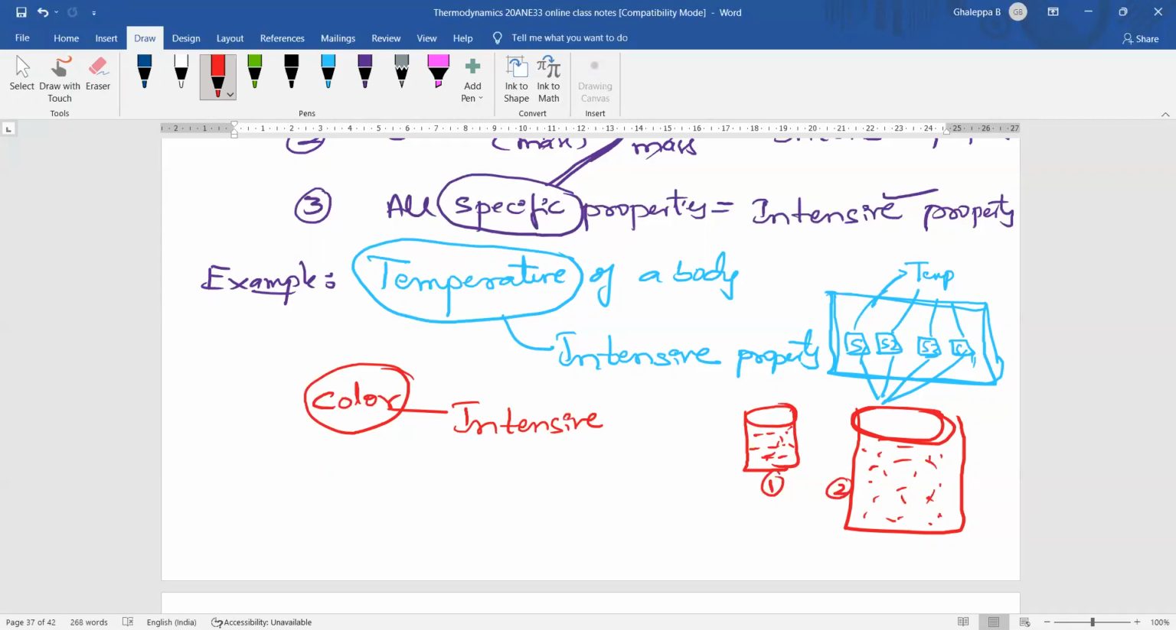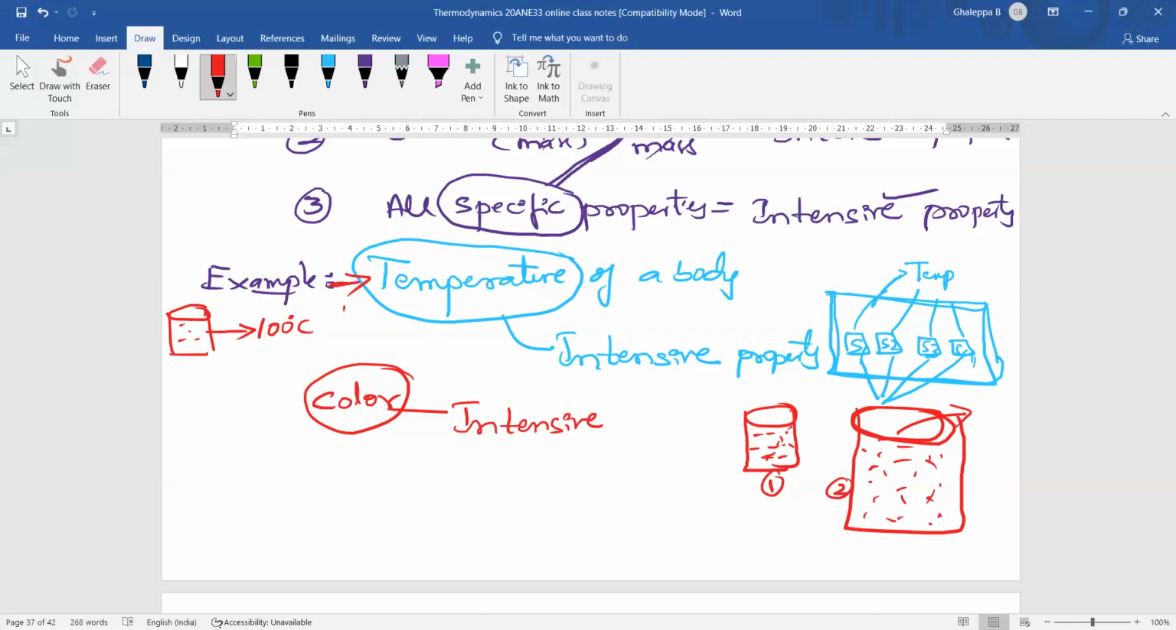It is not dependent on mass. I will give one more example for temperature, my dear students, so you may understand better. How much will be the boiling point of water? That is 100 degrees Celsius. If you take one glass of water and I ask you the boiling point of water, you will say 100 degrees Celsius. If I take one tank of water and ask you, you say 100 degrees Celsius. So the water will boil always at 100 degrees Celsius, irrespective of its mass.